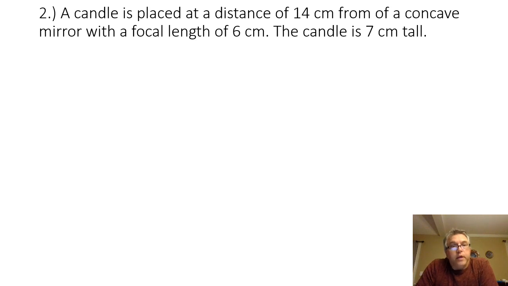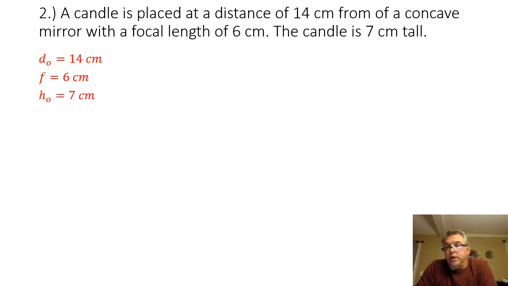Problem 2. A candle is placed at a distance of 14 centimeters from a concave mirror with a focal length of 6 centimeters. The candle is 7 centimeters tall. So this one is going to be pretty much a repeat of the last problem. We are going to solve it the same way. Once again, we are given the object distance of 14 centimeters, the focal length, which is 6 centimeters, and the object height, which is 7 centimeters.